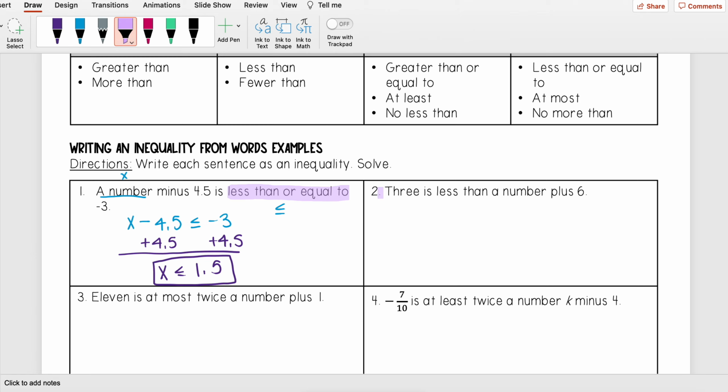Okay, let's look at this next one. So this next one says 3 is less than a number plus 6. So here my inequality is the less than symbol. So I have 3 is, which is just is less than a number, which we can say is x, plus 6. That's all for x. I'll subtract 6 from both sides. And I get -3 is less than x, and if I switch that around, that's the same thing as x is greater than -3.